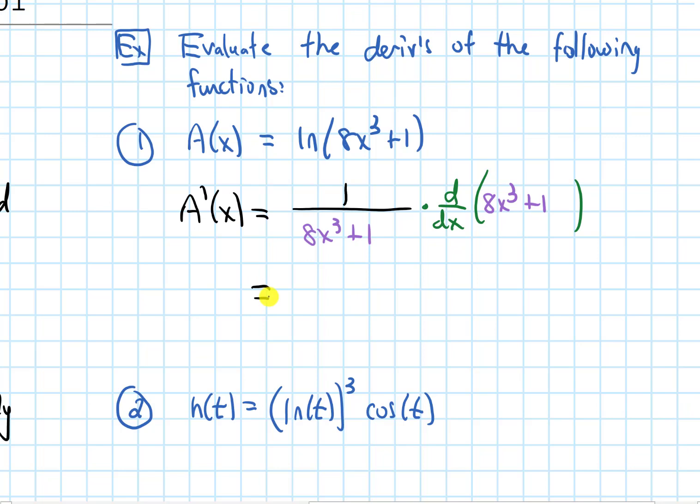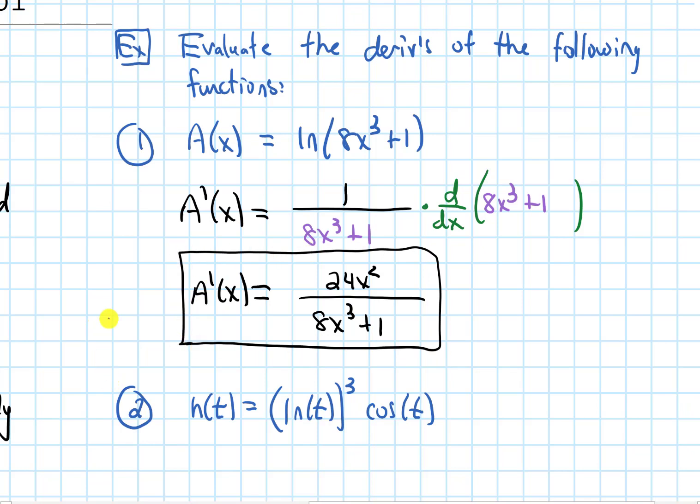So if I simplify and do this derivative, the derivative of 8x to the third is 24x squared, and the derivative of 1 is going to be 0. And then when I multiply my fraction by that, it'll just come to the top. So I'll get 24x squared on top over this 8x to the third plus 1, and that is my a prime of x.